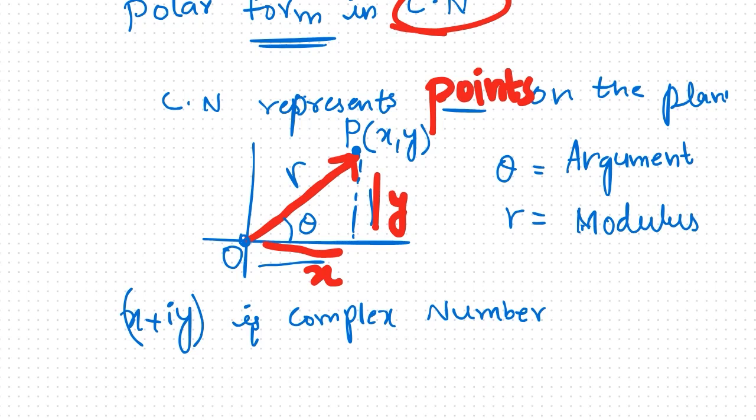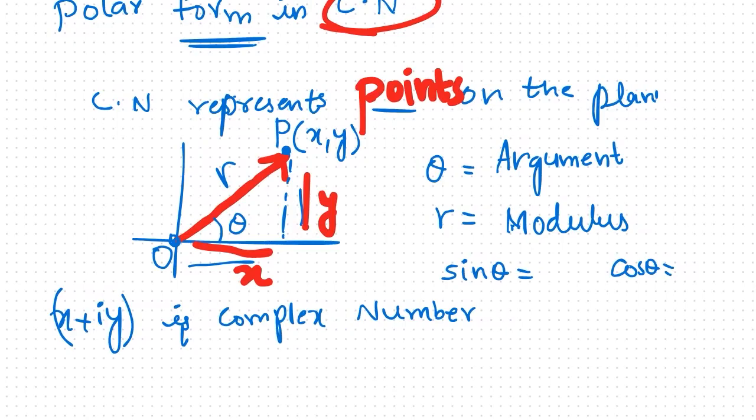So what is sine theta and what is cos theta? Sine will be opposite side divided by hypotenuse. Opposite is y, divided by the modulus, so y divided by r, right? Cos will be adjacent divided by hypotenuse, x divided by r.